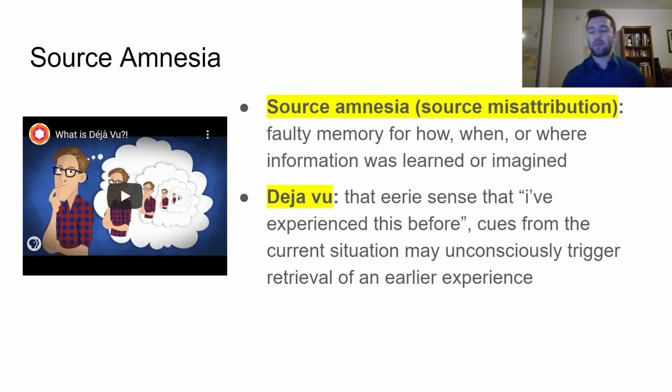So again, maybe you remember meeting someone and you remember their name. You're like, oh, it's Jonathan. But then you go, how do I know Jonathan? You can't remember, like, where did I meet that person? Where do they come from? That's source amnesia. Source misattribution is basically the exact same thing, except instead of not knowing, we misattribute it. So we think we met them at soccer practice, but actually we met them in sociology class or whatever. That would be source misattribution.